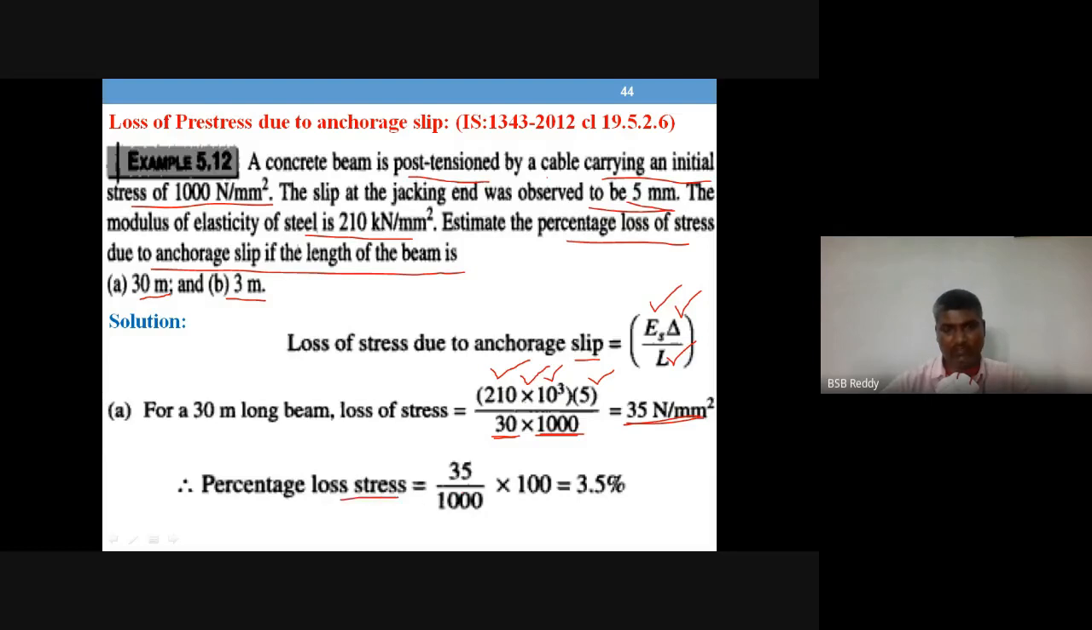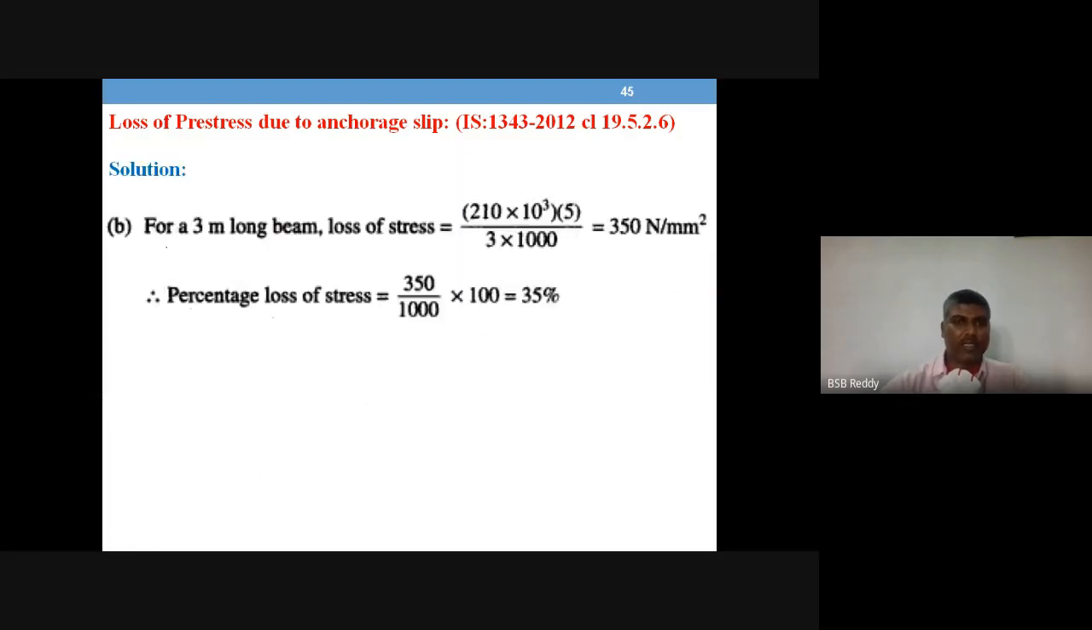So percentage of loss, the loss of stress divided by initial stress 1000, is 3.5%. Now for a 3 meter long beam, so Young's modulus, the slip value, and the length of the beam, 3.